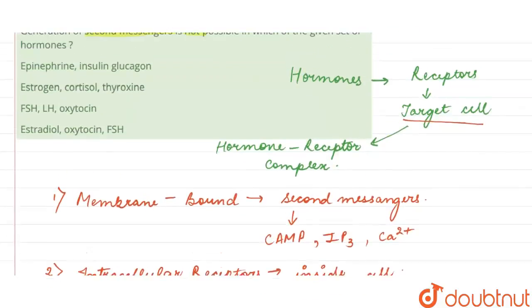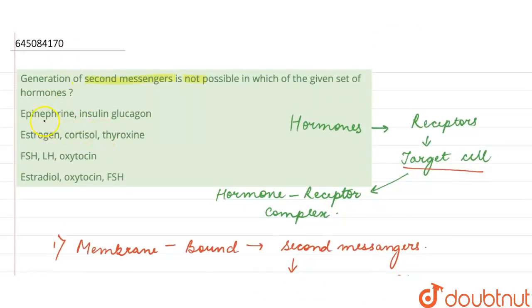So from the options given to us, the first one is epinephrine, insulin, and glucagon. Now all of these are examples of the peptide hormones or amino acid derivatives, therefore they will produce secondary messengers, so this is not our answer. Then the second option is estrogen, cortisol, and thyroxine. Estrogen and cortisol are the steroid hormones, and thyroxine is the iodothyronine. So they will bind to the intracellular receptors and will not produce second messengers, therefore this is our correct pair.